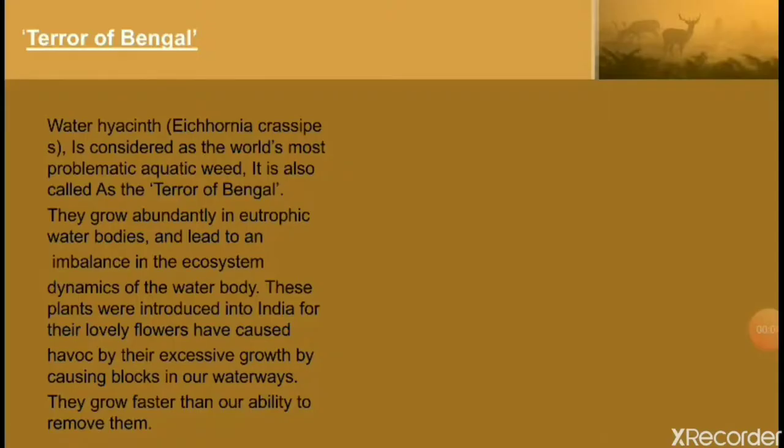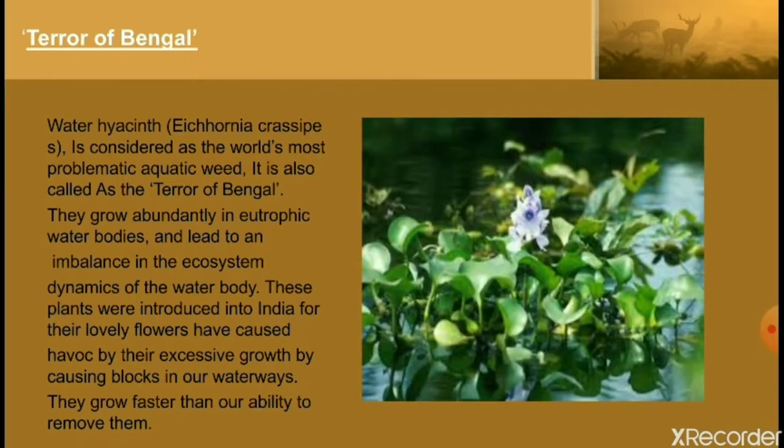Water hyacinth is considered the world's most problematic aquatic weed. It is also called the terror of Bengal. They grow abundantly in eutrophic water bodies and lead to an imbalance in the aquatic ecosystem. These plants were introduced into India for their lovely flowers, but they have caused havoc by their excessive growth. By causing blocks in our waterways, they can grow faster than our ability to remove them.